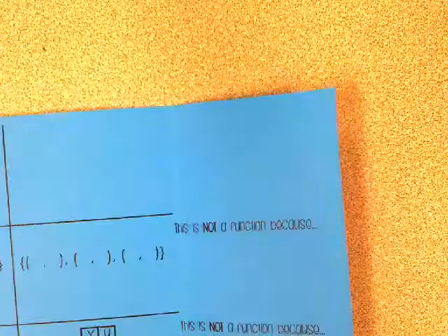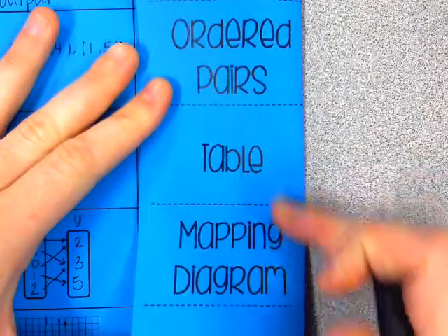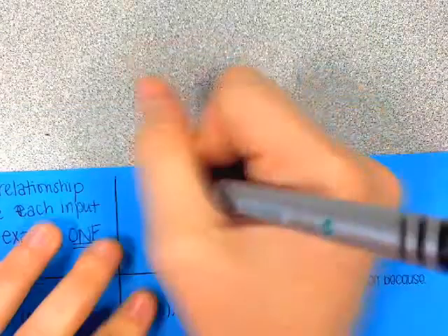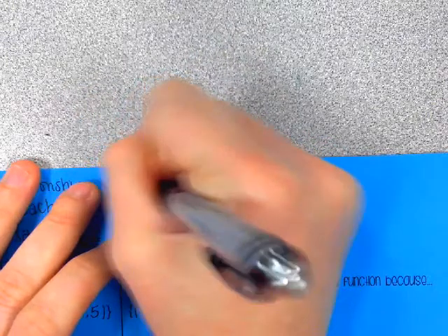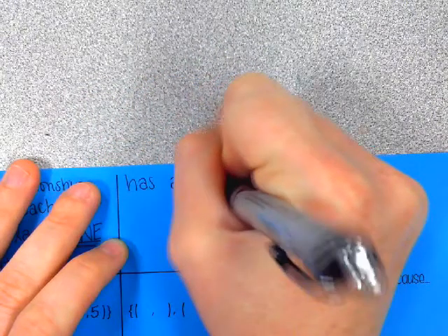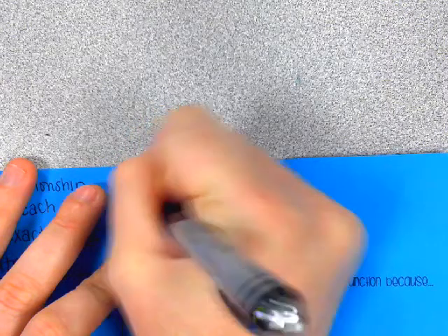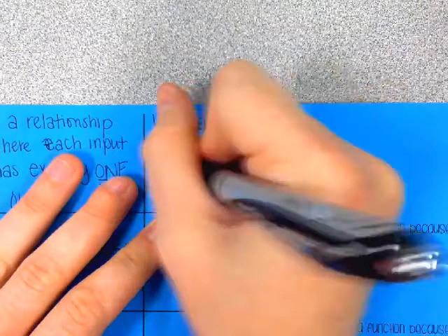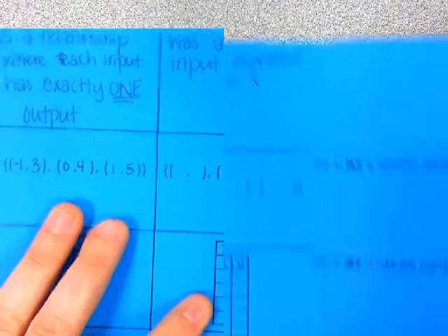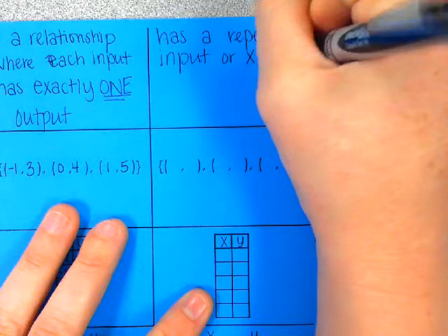Okay, now I'm going to move to the side that is not a function. Notice these are not functions: ordered pairs, table, mapping, and graph. So for something to be not a function, it has a repeated input or x value.